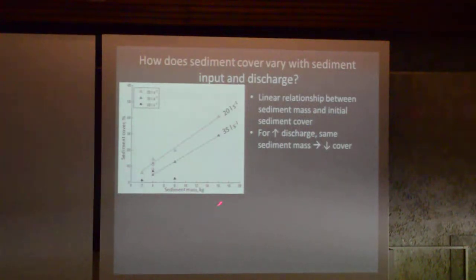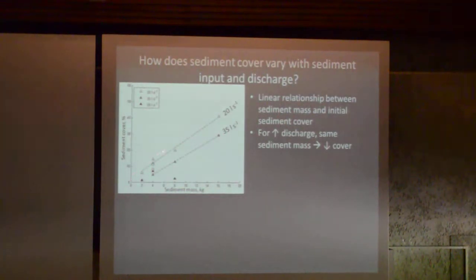So this is a plot here. This is sediment mass on this axis, the amount of sediment that was put into the flume during each experiment. And this is sediment cover on this axis, the amount of sediment cover that was in the flume after that initial 5 minutes under a constant discharge condition.